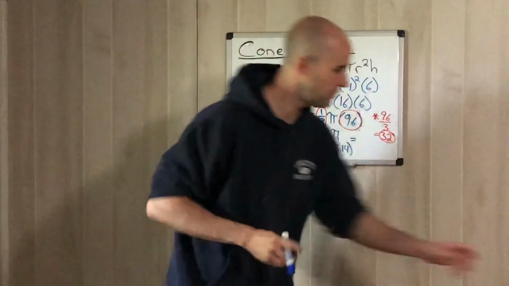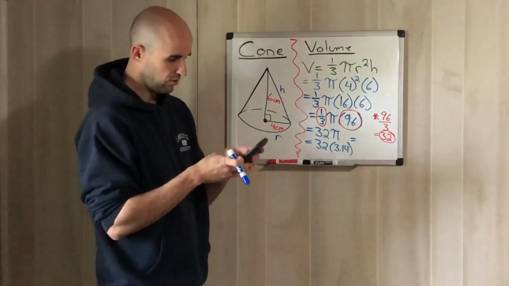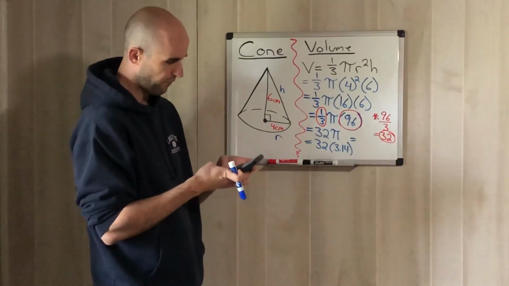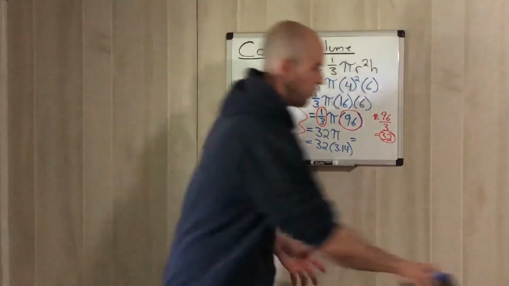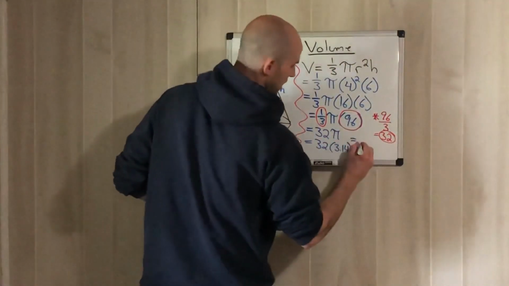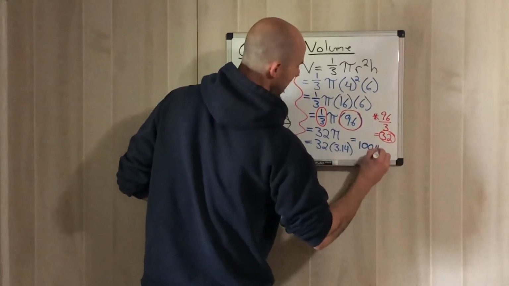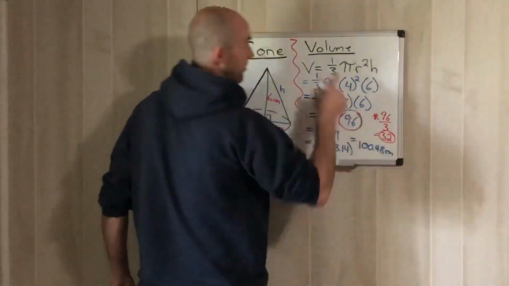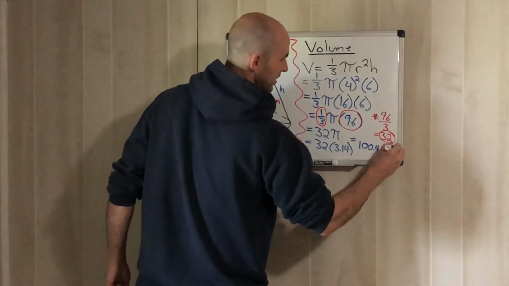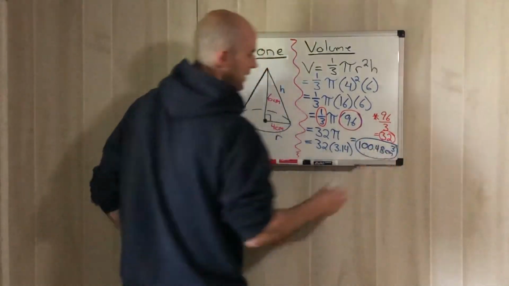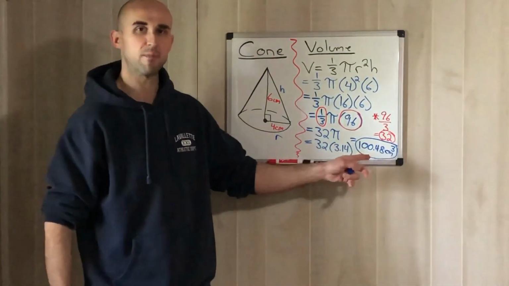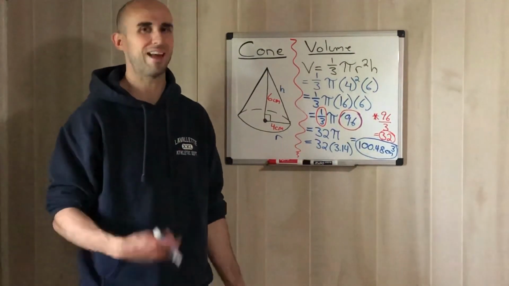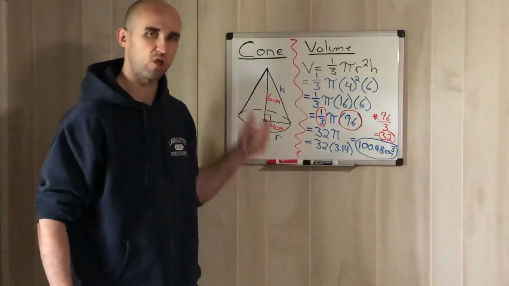Right? And now, last step is just multiplying it out. We would do 32 times 3.14, which would give us 100.48 centimeters. And since we're talking about volume, can't forget the cubed. It's got to be cubed. And again, just to show you, 100.48 centimeters cubed is how much space would actually fit inside of that cone. If you wanted to fill up that cone with anything, it would be 100.48 centimeters cubed inside of that cone.